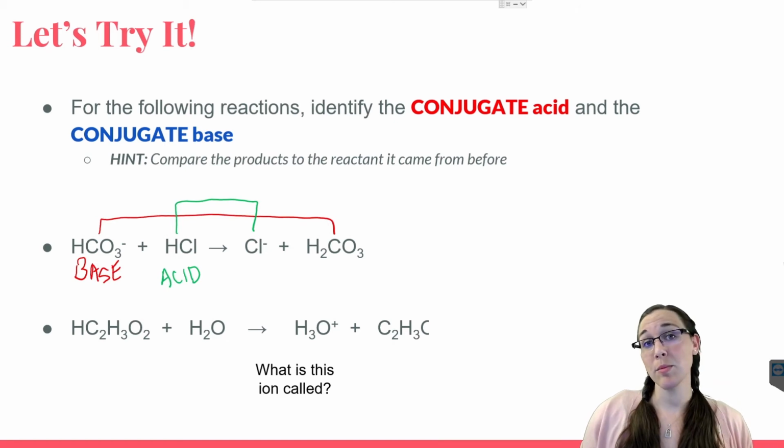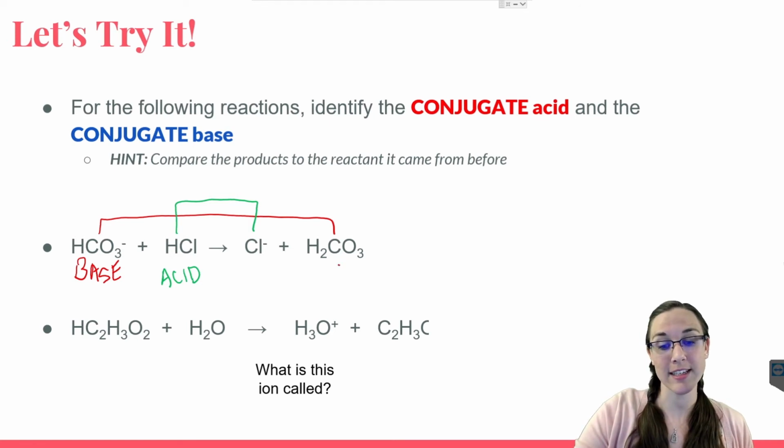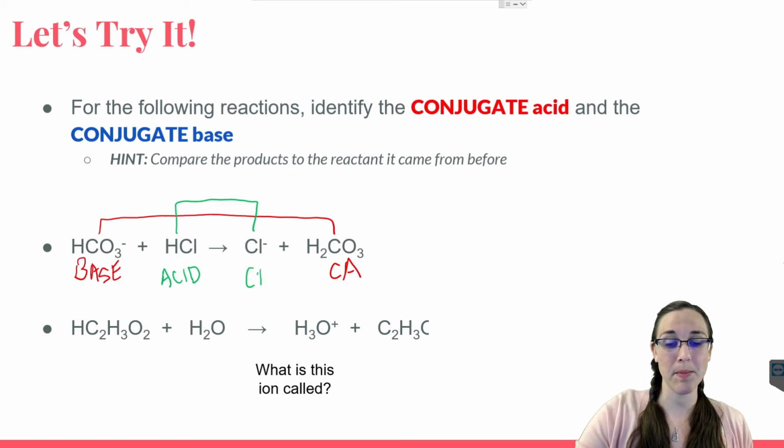So just as we determined before, the HCO3- was the base because it's a bully and it took the H from HCl when we compare it to the product side. That means that the chemical that HCO3- is linked to on the product side, that H2CO3, is going to be its conjugate acid, and we'll abbreviate that as CA. Likewise for HCl, we knew that it was an acid because it lost its H on the reactant side. That means its pair on the product side must be the conjugate base.